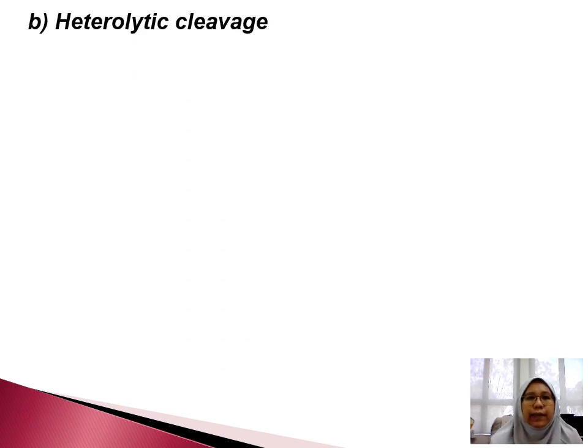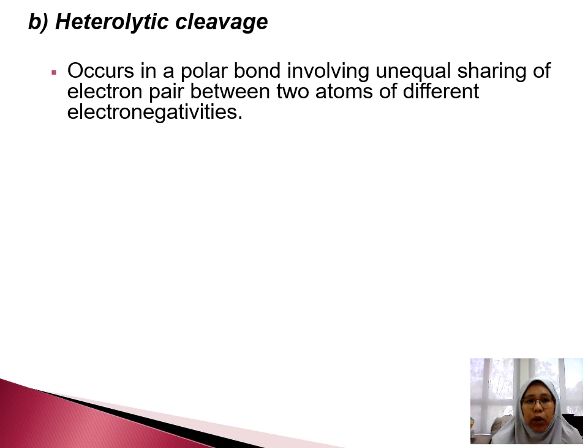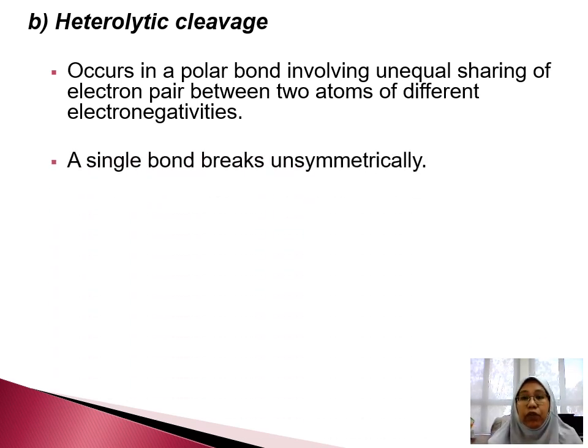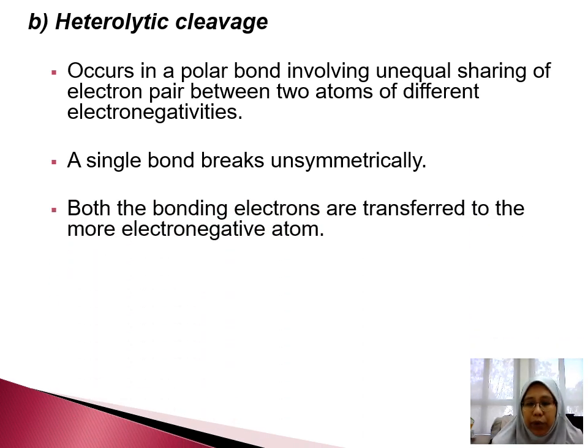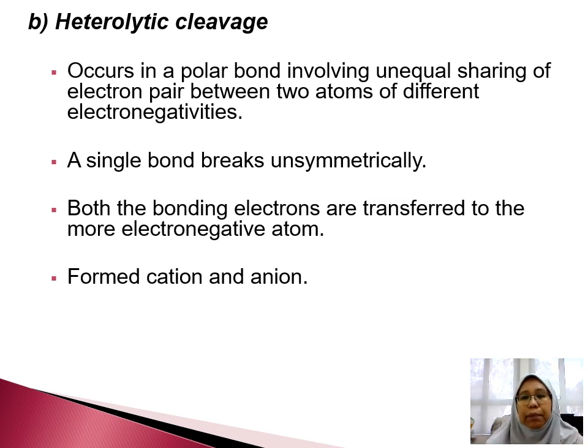The second cleavage is heterolytic. If homolytic happens in a non-polar bond, heterolytic, on the other hand, would occur in a polar compound, an unsymmetrical compound. The compound would be separated into unequal parts. One part is an anion, for example, and another part would be a carbocation, because they have different electronegativities. The covalent bond would break, and then the bonding electrons will be transferred to the more electronegative part. For example, HCl: Cl would take both of the electrons and become an anion, and then another part would be H. H is a cation, but if we involve a bigger part of an organic compound, it would become a carbocation.